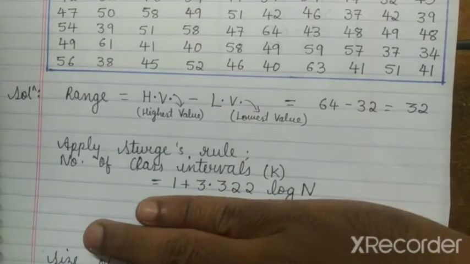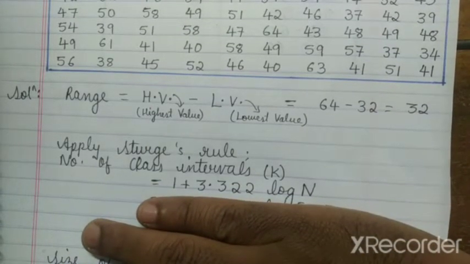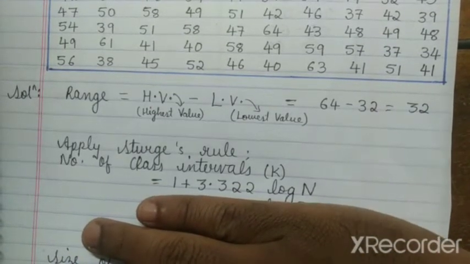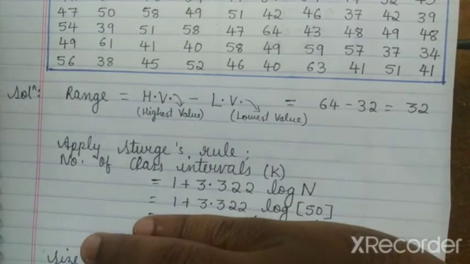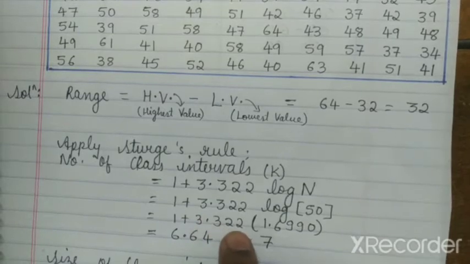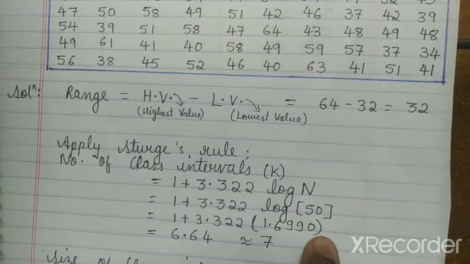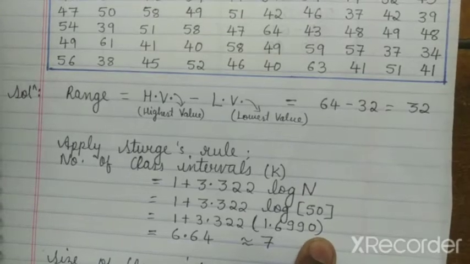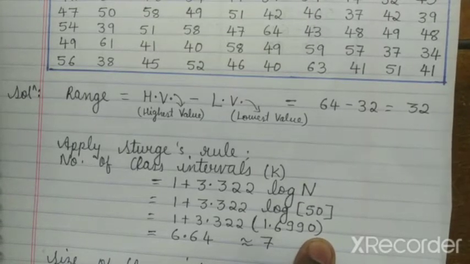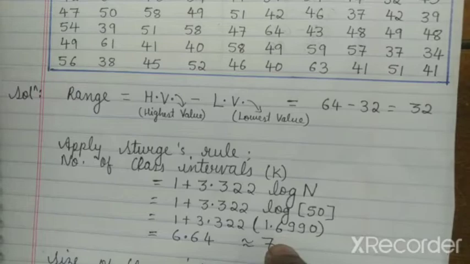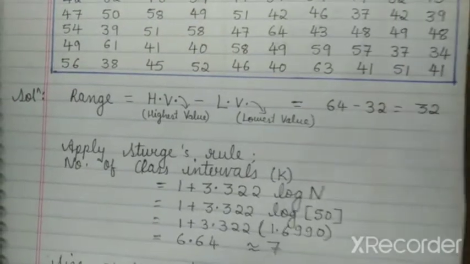So what happens here is 1 plus 3.322 log of 50. Once you do that, 1 plus 3.322 log of 50, the log of 50 is 1.6990. How to find log, I have shown you in a separate video. Here I'll show you how I found this log.